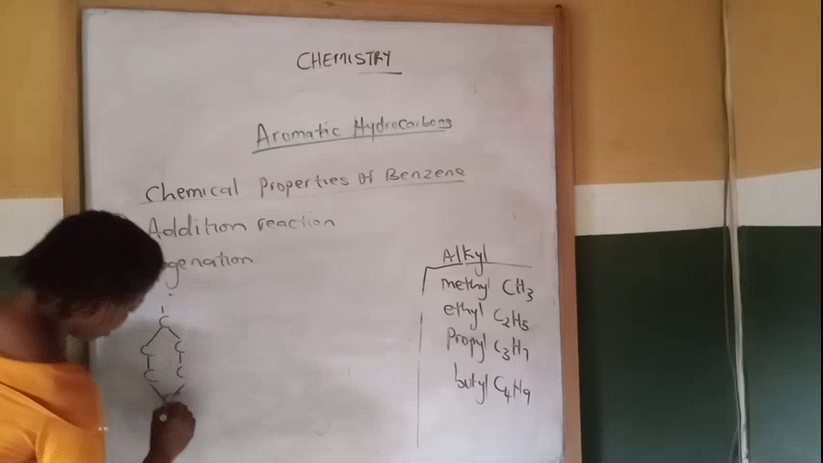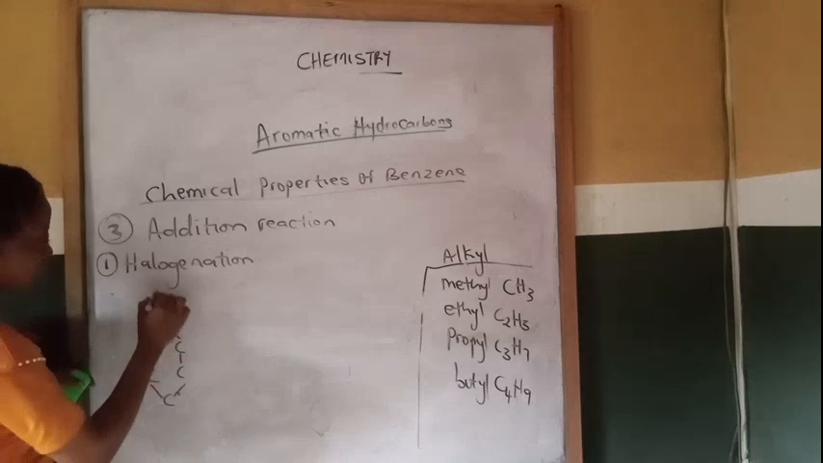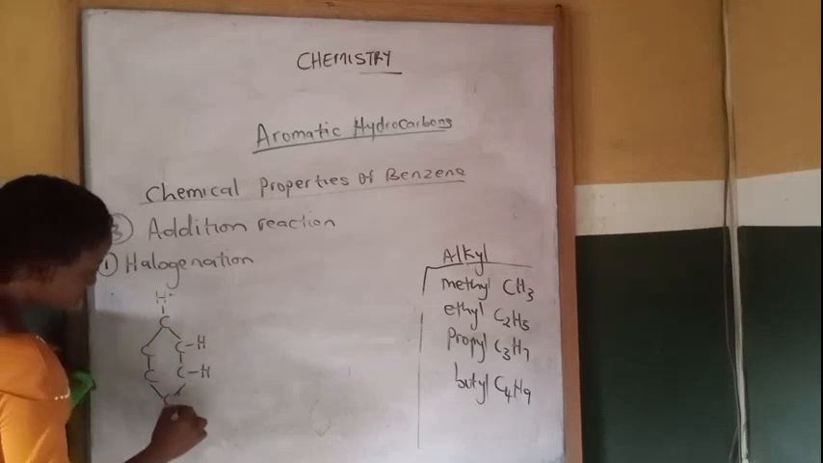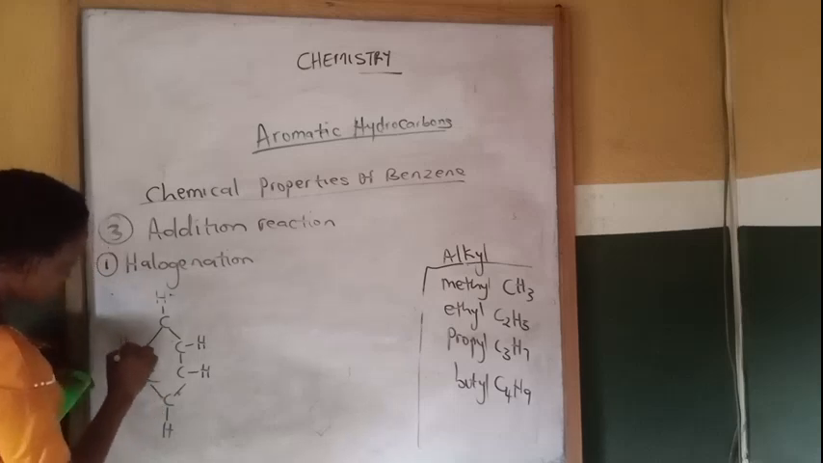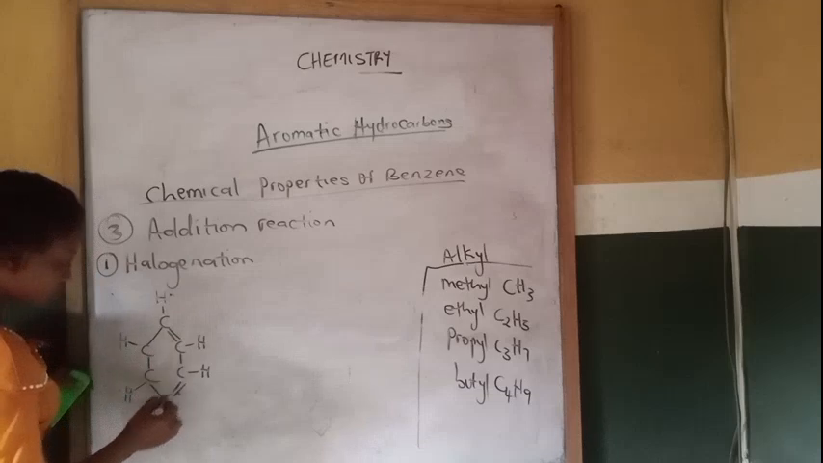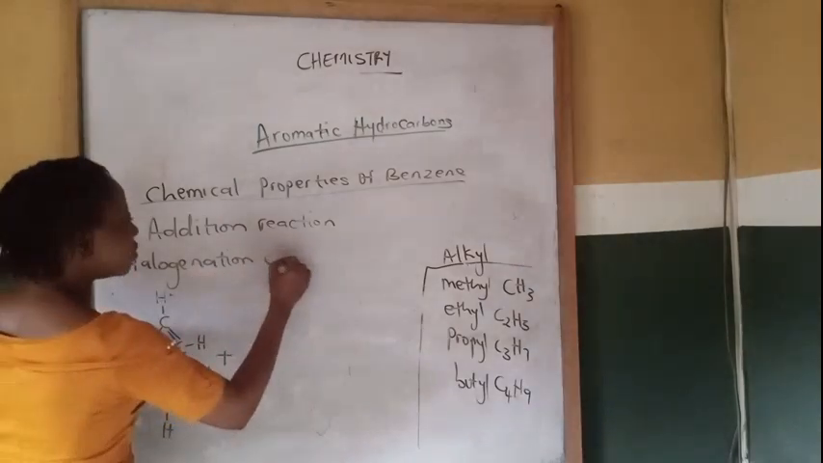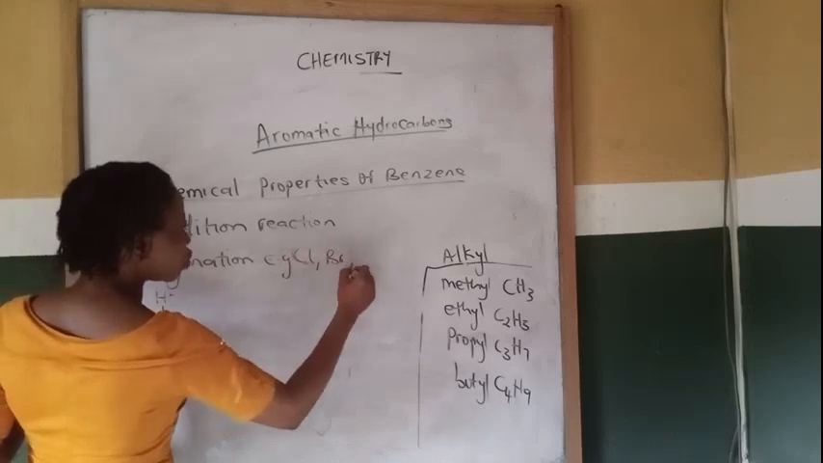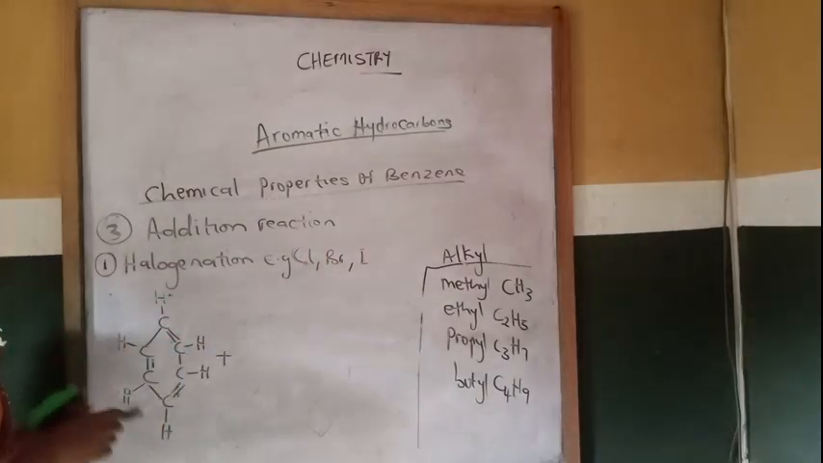So with our 6 carbon atoms, that is hexagonal in shape. Then you add your hydrogen atoms. Then your double bonds. Then plus a halogen. You can use any of these halogens. You can use chlorine, you can use bromine, then you can use iodine. Then don't forget that the halogens are diatomic molecules. They are diatomic gases.